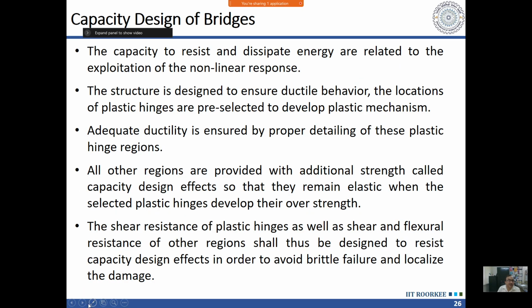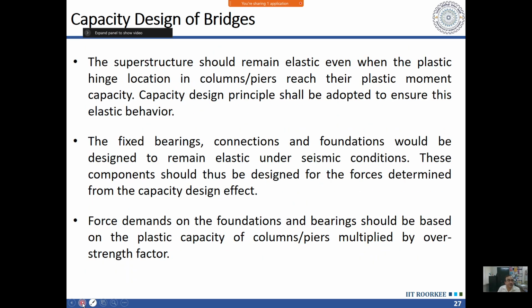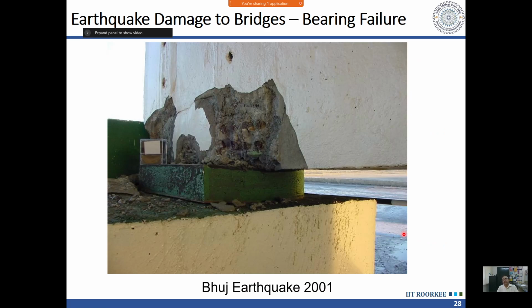Okay, so here are the steps which we follow in the capacity design. I think I will skip those. I want to show where common failures have occurred in past earthquakes. So here we see this failure, which occurred during the Bhuj earthquake, and not only in the Bhuj earthquake, in all the earthquakes it has been observed that the bearing is the most common failure location. So either the bearing itself fails or the anchorage of the bearing fails. The reason is that we do not design the bearing for enough force.